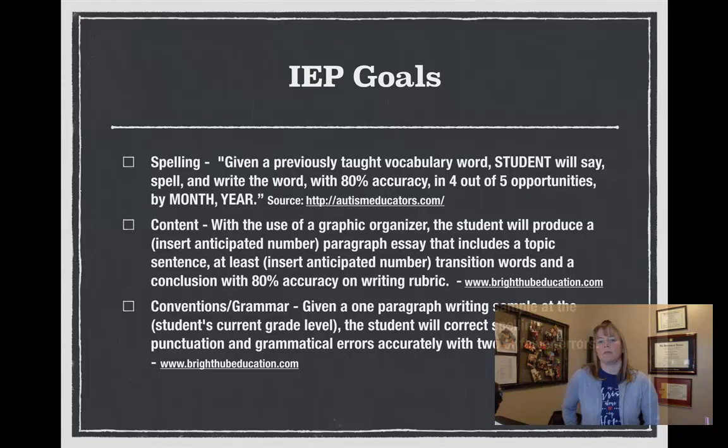And then looking at conventions and grammar. So given a 1-paragraph writing sample at the student's grade level, the student will correctly spell, punctuate, and use grammar with 2 or fewer errors. Okay? So that's another way of looking at grammar within an IEP goal. So this gives you 3 options for looking at written language. Some students may need goals for all 3. Some students may just have an issue in one of those areas. It really depends on that particular student and their written language deficits.